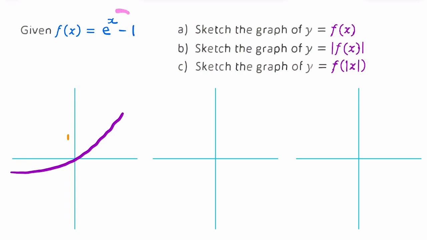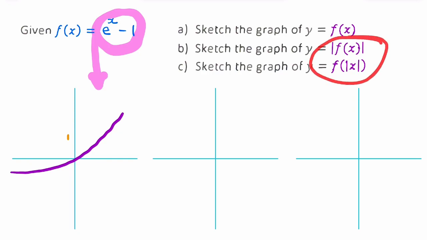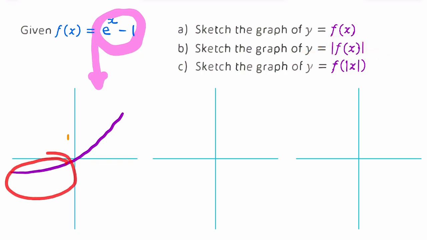So that's your first graph. Now, the question really isn't about this, it's about how to visualize the modulus function. So the modulus of f of x, when you have the modulus function outside f of x, what you're doing is you're converting all negative values of y to positive values. So this part is unaffected, but this part would be reflected.